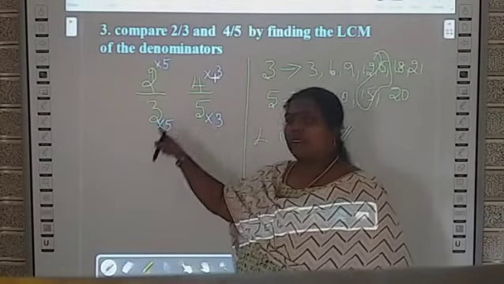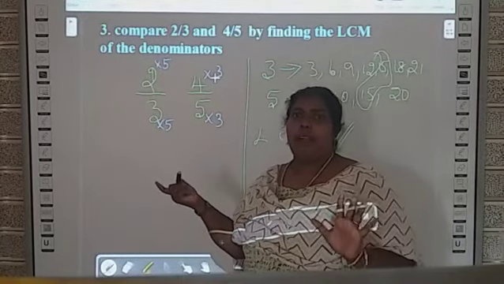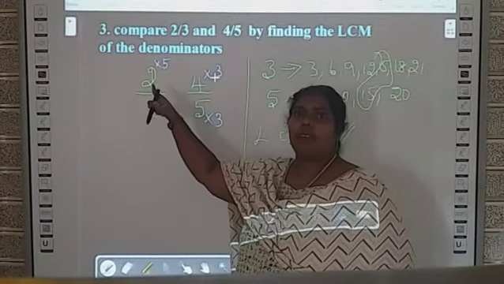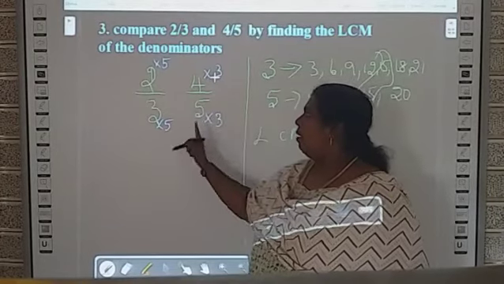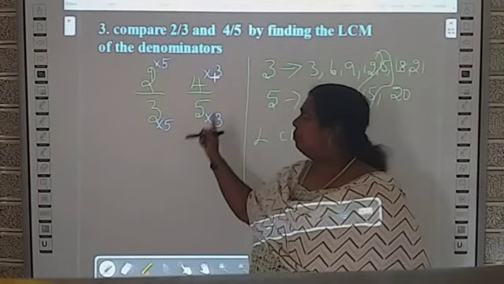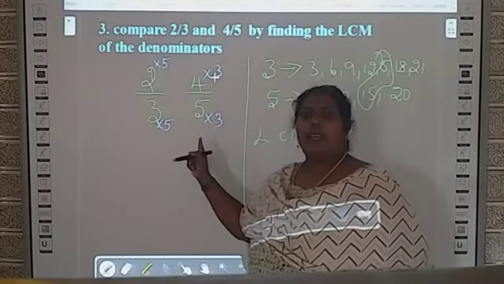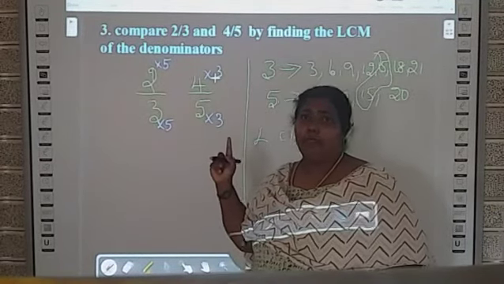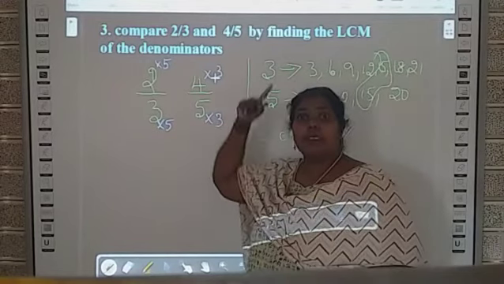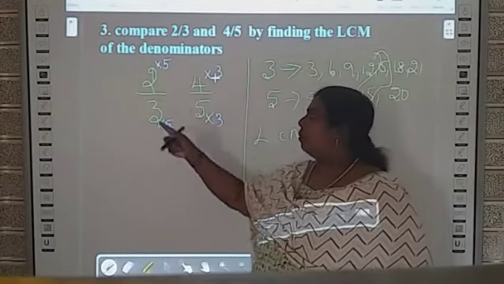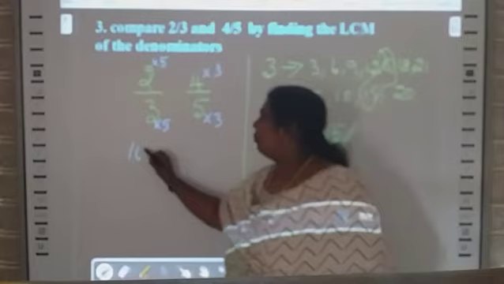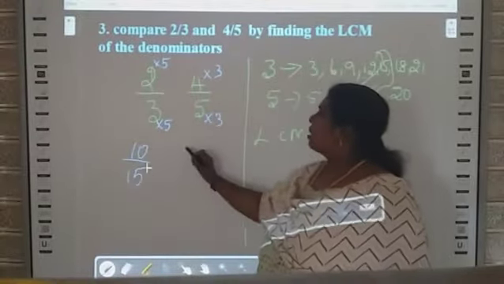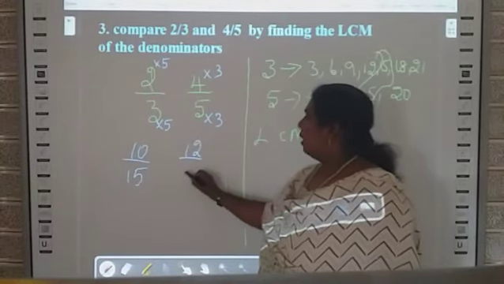Now you check 3. How many times is 15? 5 times. So if you multiply the denominator by 5, the numerator also you want to multiply by 5. Then the second fraction, 4 by 5. Here the denominator is 5. 5 how many times will come to 15? 3 times. So the numerator also multiply by 3. 2 times 5 is 10. 3 times 5 is 15. Then 4 times 3 is 12. 5 times 3 is 15.